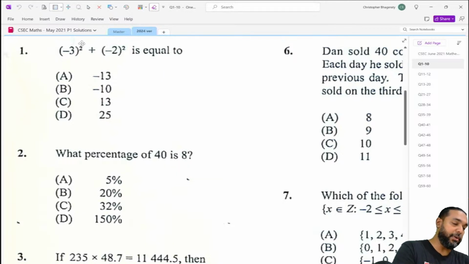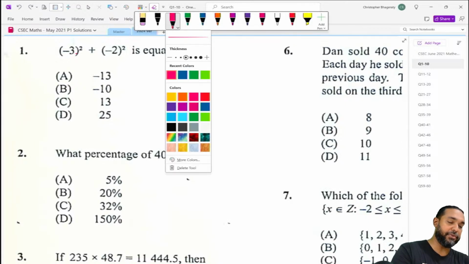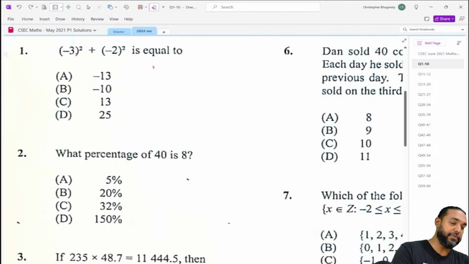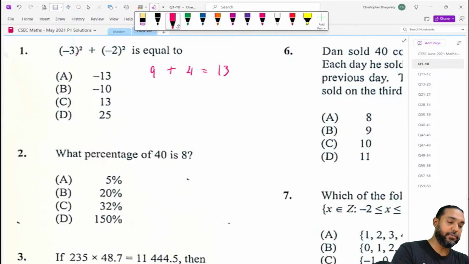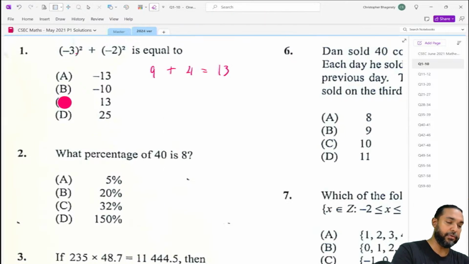Okay, so when you square a number, what are you actually doing? Multiplying it by itself, right? So minus 3 by minus 3 will give us a positive 9, and minus 2 by itself will give us positive 4. And 9 and 4 is 13. So that's option C. Very good.